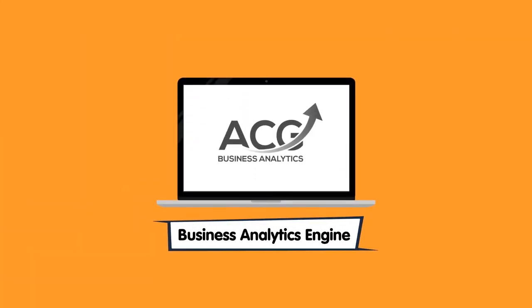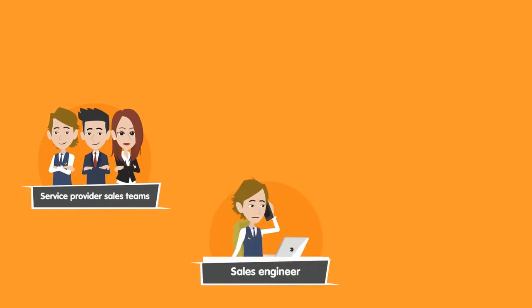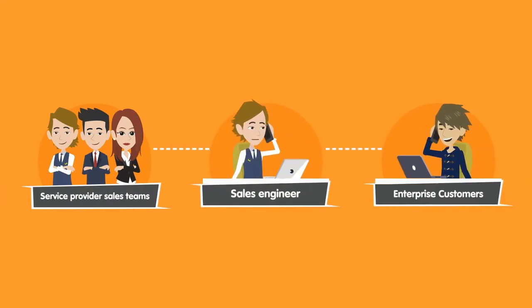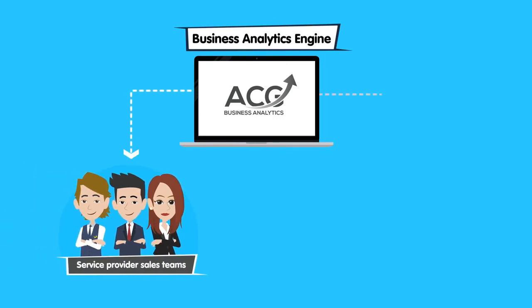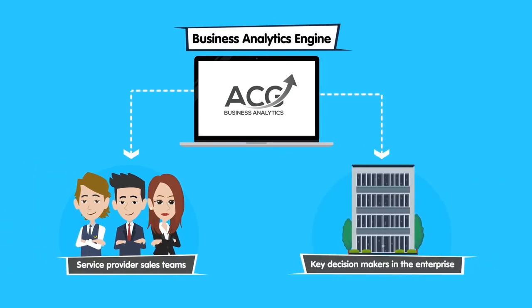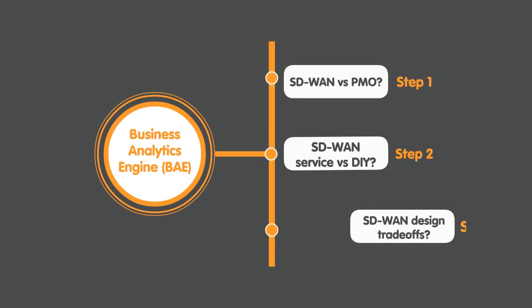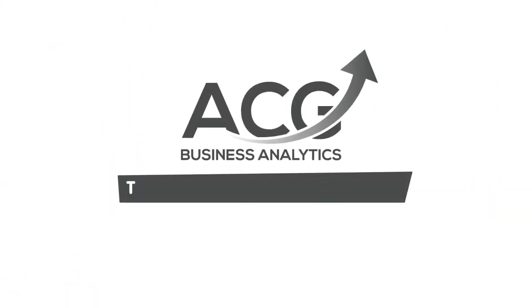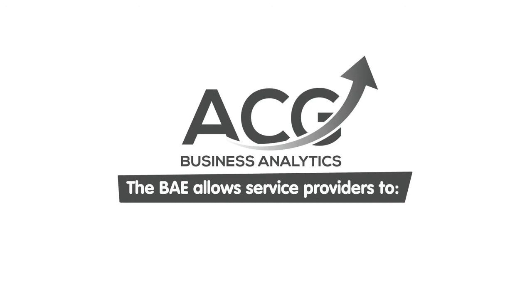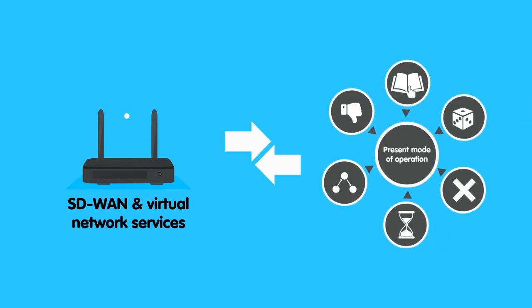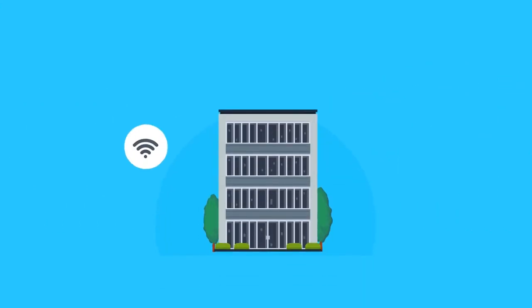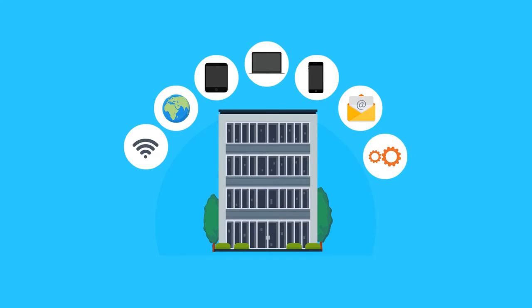ACG's all-new BAE tool for service provider sales teams helps sales engineers work with enterprise customers to answer these important questions. The BAE facilitates interactivity between service provider sales teams and key decision makers in the enterprise, providing credible analysis at each step of the sales process. The BAE allows service providers to compare SD-WAN and virtual network services to the present mode of operation to help enterprises make the decision to move to these new technologies.